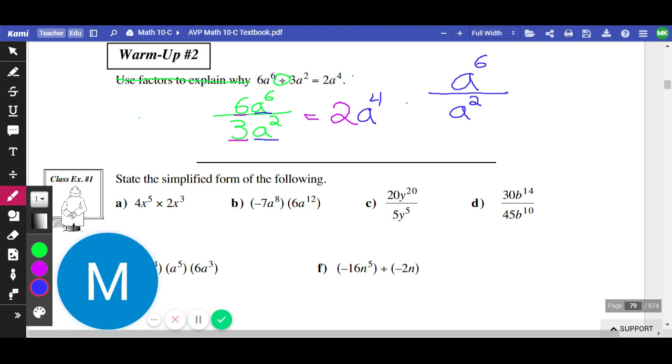I have a to the 6. That means I have 6 A's, right? And they're going to go to war with a to the 2. There's 2 A's here. And when they battle, these 2 will kill 2 of those guys, and they kind of cancel each other out. These guys win the war by 4. That's why it's a to the 4. And it's on the top, because the top side won.